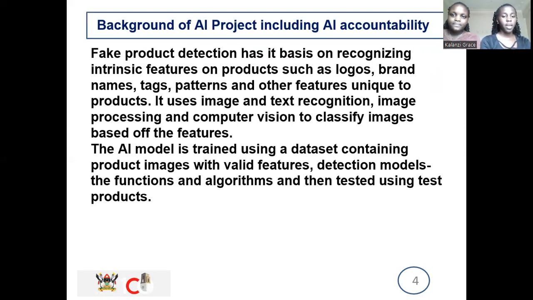The AI model is trained using a data set that has images with the features, brand names, colors, and all those things. So you train it, and then it can contrast the test product that we are using with the one it has in its dataset to see whether these things match or are the same. If they're not, then it can deduce accordingly whether a product is fake or not.